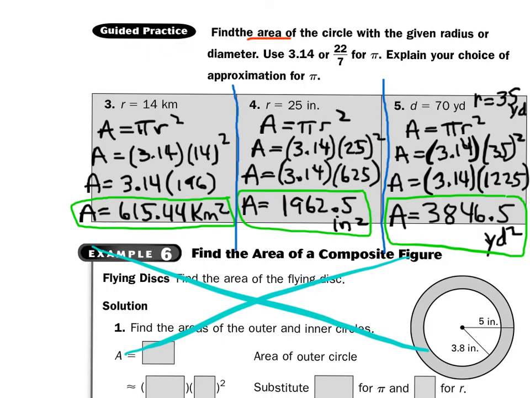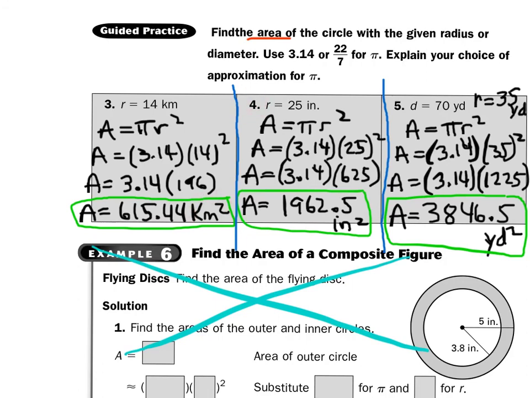Okay, so look at this guided practice. They want us to find the area of these circles. For number 3, the radius is 14 kilometers. So always start off with the formula. Area equals pi times the radius squared. So area equals 3.14 times 14 to the second power. We have to do the exponent first. So 14 to the second power is 196. And 196 times 3.14 would give us 615.44 kilometers to the second power.